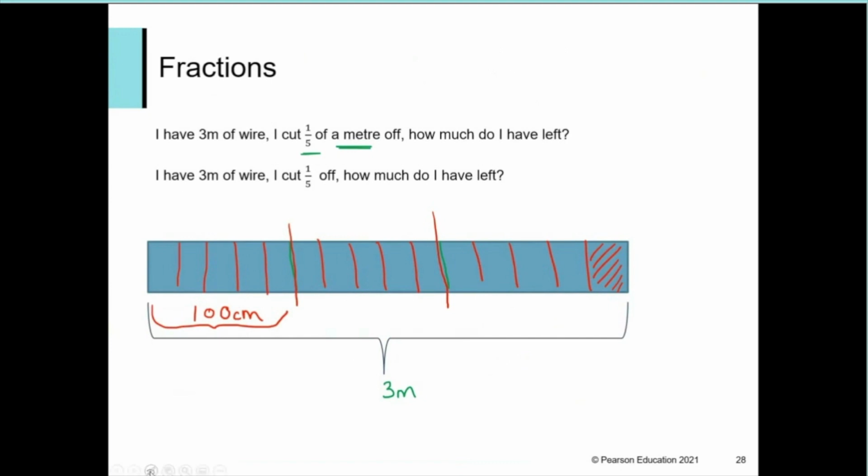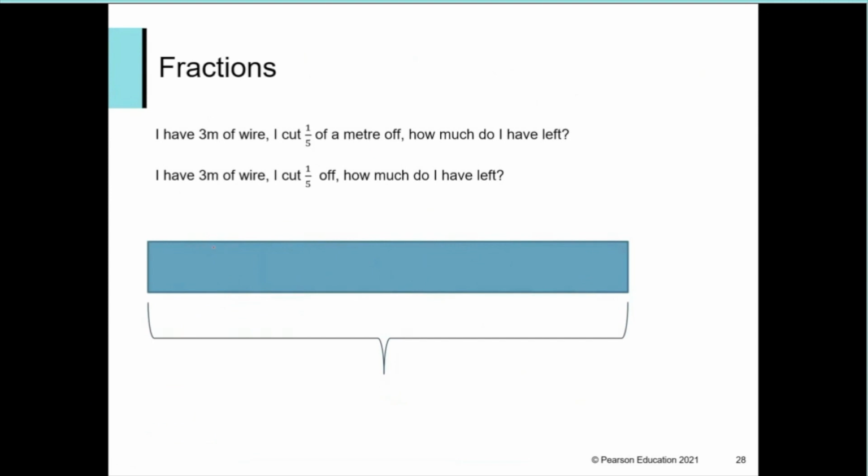And then with the second part of the question, I cut 1/5 off. If this is all 3 meters, I just need to split this into 5. They're not going to be nice equal parts, but they would be if I'd done it on squared paper. And if I cut off 1/5, again, what calculation would I need to do there?